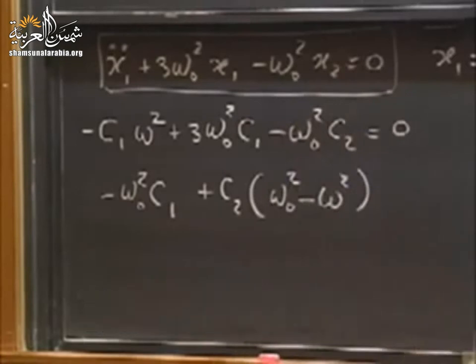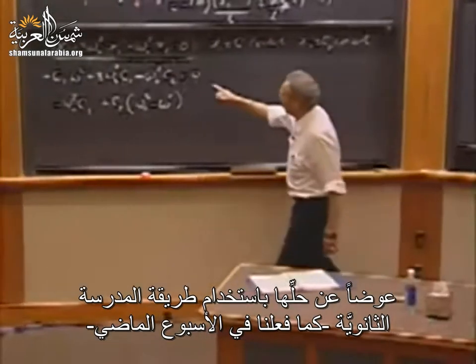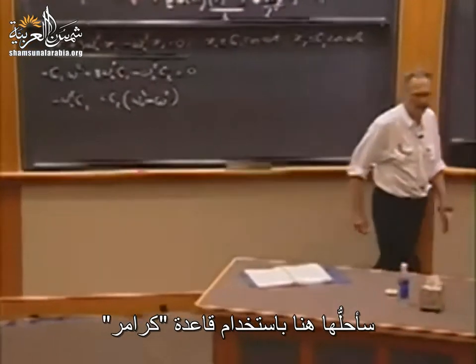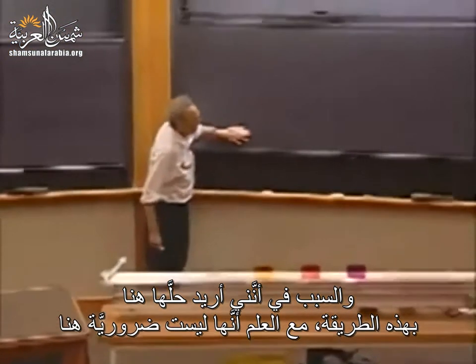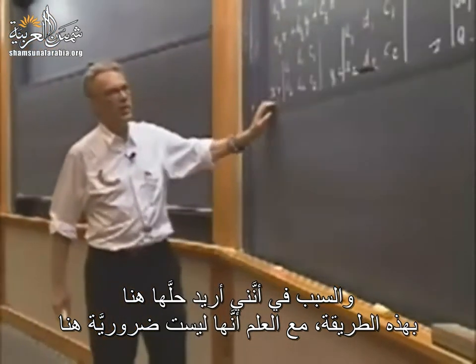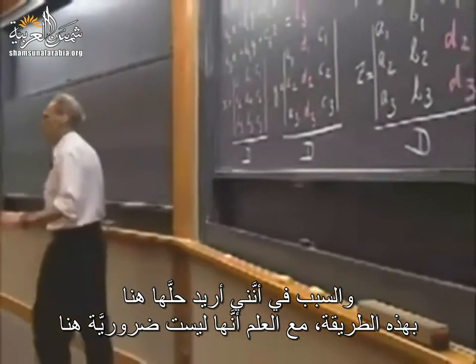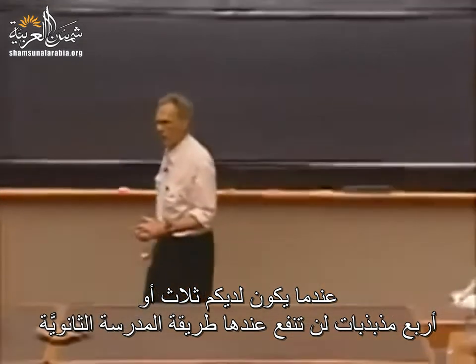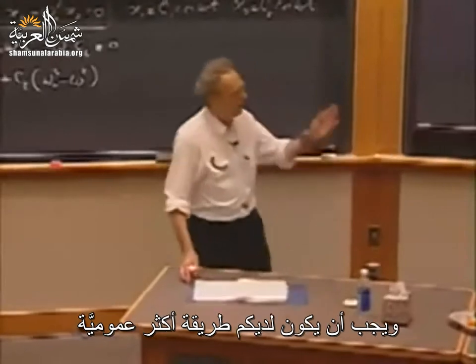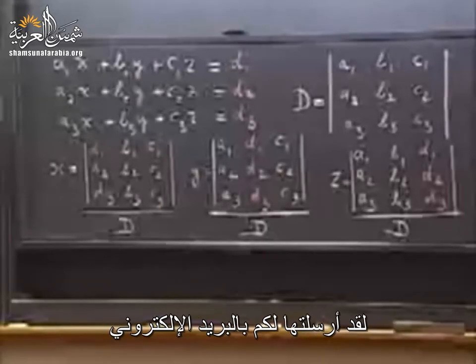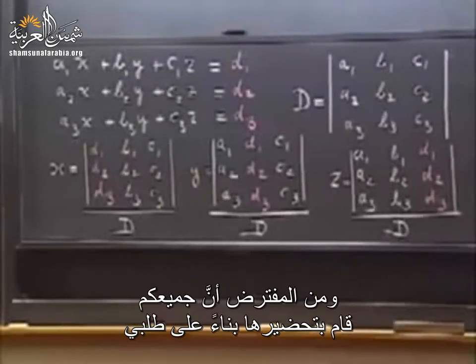Instead of solving it the high school way that I did last week, the simple way, the fast way, I'm going to do it now using Cramer's rule. And the reason why I want to do this once, even though in this case it really is not necessary, is that when you have 3 coupled oscillators or 4, there is just no way that the high school method will do it for you, and you have to have a more general approach. I've sent this to you by email, all of you, and I also assume that you have worked on this a little bit since I requested that you would prepare for that.